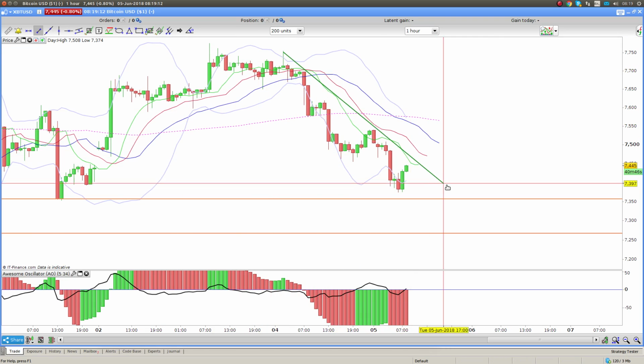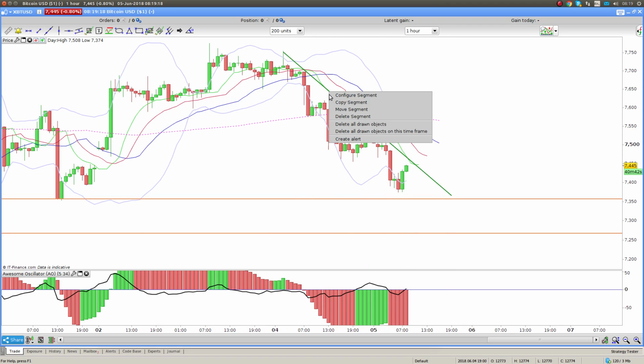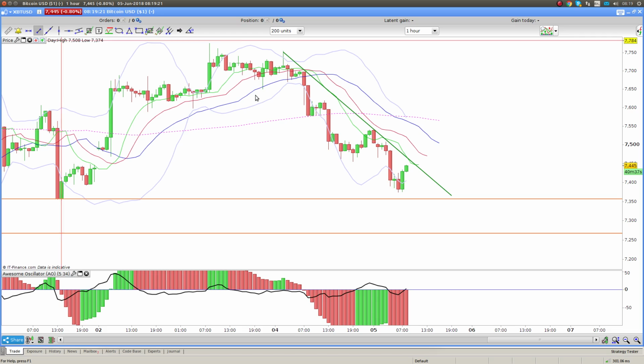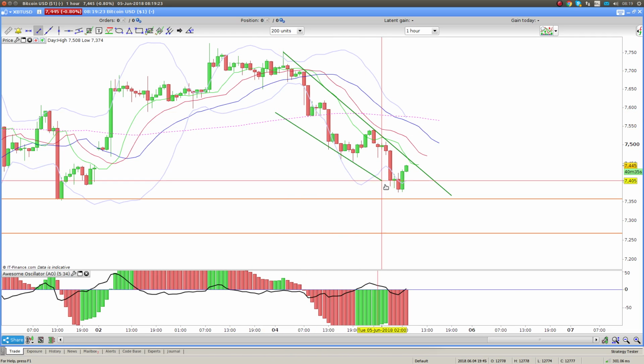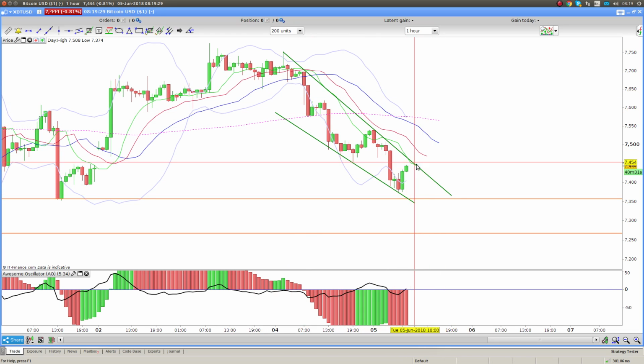Okay, so this right now, I'm going to get rid of that line, and we're now going to focus on the hour here, because what we're looking for is a break of this trend line. Okay, let's just copy that segment. So we have a wedge, we have a falling wedge. So we're looking for a break of this trend line.